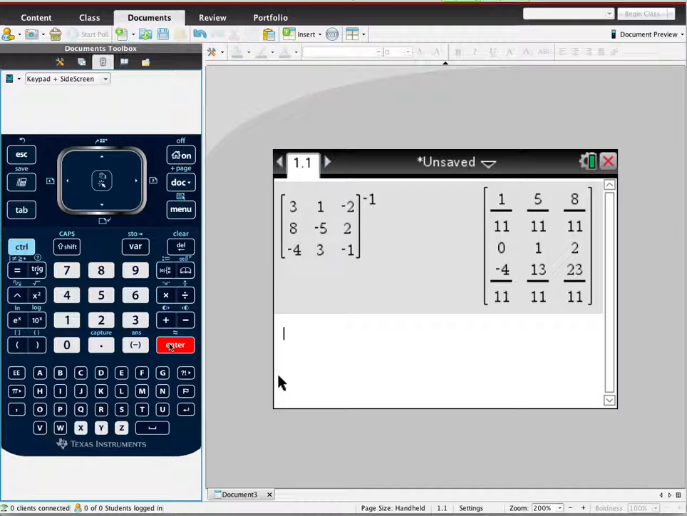That is determining if matrices are inverses, finding the determinant, and finding the inverse of a matrix. Wait, so we don't have to check this? Nope. It's a calculator. But you can multiply it.